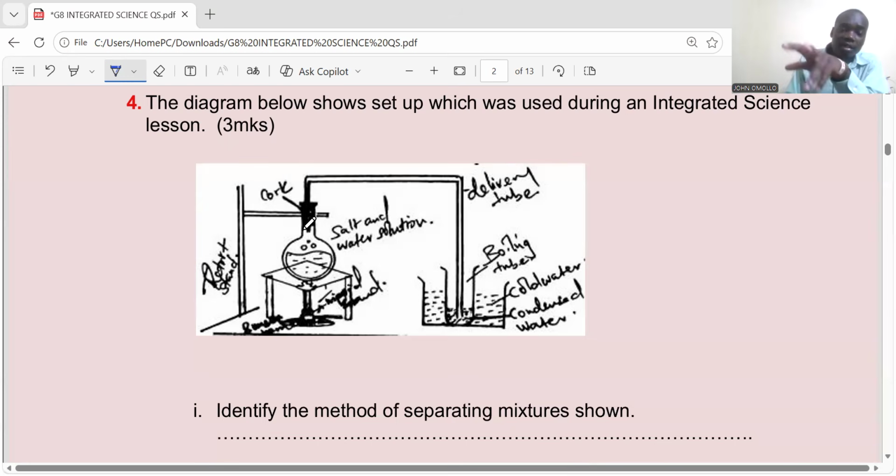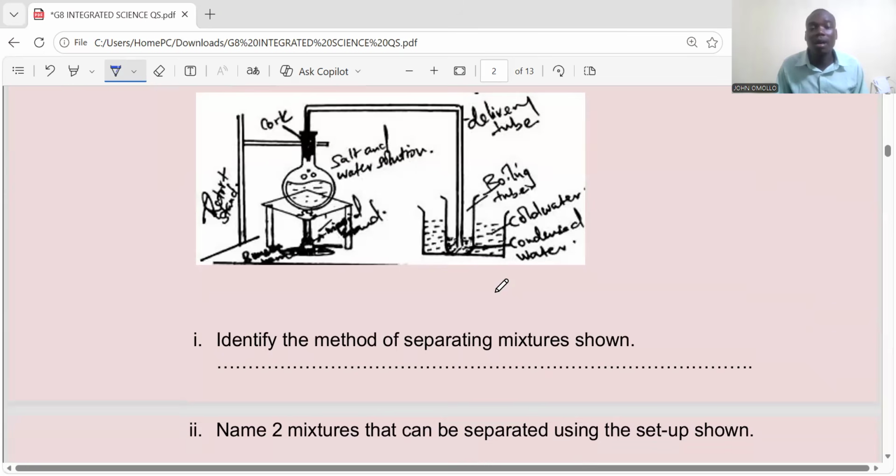So it therefore means that whatever we are heating will just concentrate on the delivery tube and be collected at the end of the experiment here, which is called condensed water, because we have cold water. So this cold water is able to cool the vapor that is being delivered via the delivery tube to the boiling tube. So that is the work of cold water in this case. It is able to cool the vapor as it condenses back to liquid.